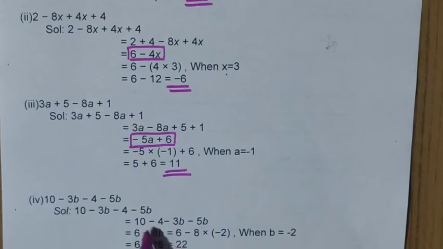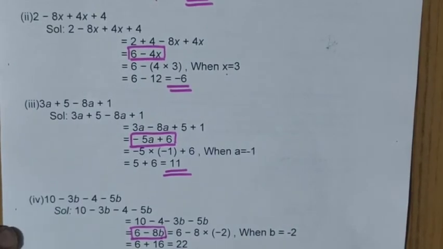Again grouping, 10 and 4 are grouped here, 3b and 5b are grouped here. 10 minus 4 is 6, minus 3b minus 5b is minus 8b. So 6 minus 8b is the simplified answer. Now we have to find the value by replacing b, because b is the variable present here. So b as minus 2, 6 minus 8 into minus 2, the answer is 22.